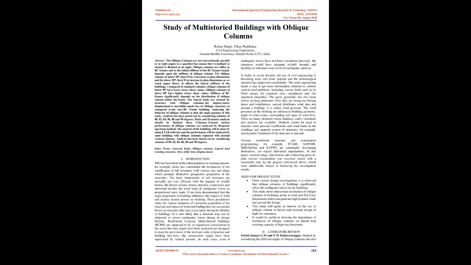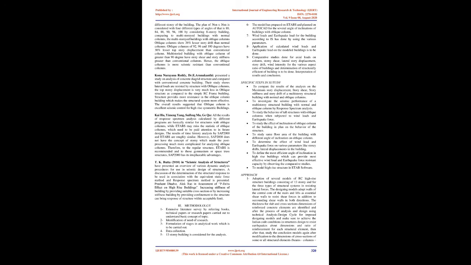The structural systems of tall structures are normally not very efficient against the effects of wind and tremor. The wind earthquake structure interactions then determine the wind loads and earthquake forces as equivalent static loads. It has been demonstrated that the aspect ratio of a building influences the effect of wind and earthquake forces on the building. This thesis studies the various cases of aspect ratio of the structure. Wind and earthquakes are occasional forces on structures that may occur rarely during the lifetime of buildings.